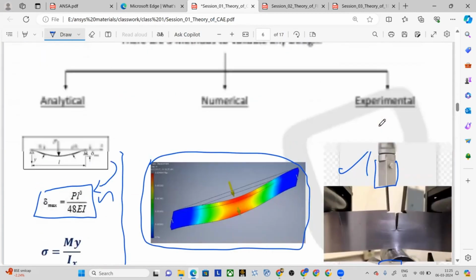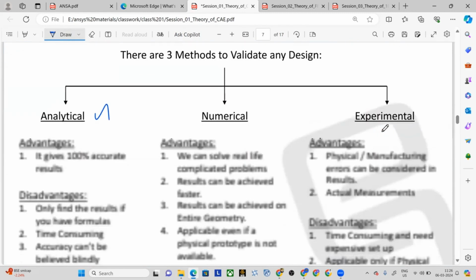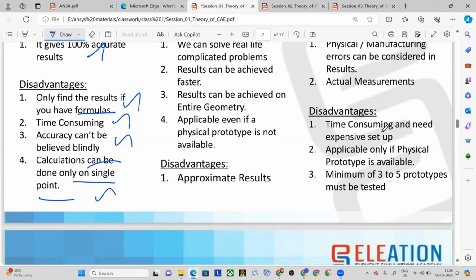See, for example, take the normal case as an example: a simply supported beam subjected to a point load. Now you will be able to find the deflection at this point, but you are also noticing deflection at this point and this point, which you can't actually find. You can find it, but you have to derive separately for these points. Then only you will arrive at the expression where you can resubstitute and get the deflection answer. Which means the main drawback of the analytical method is that you can validate the design only at a particular point.